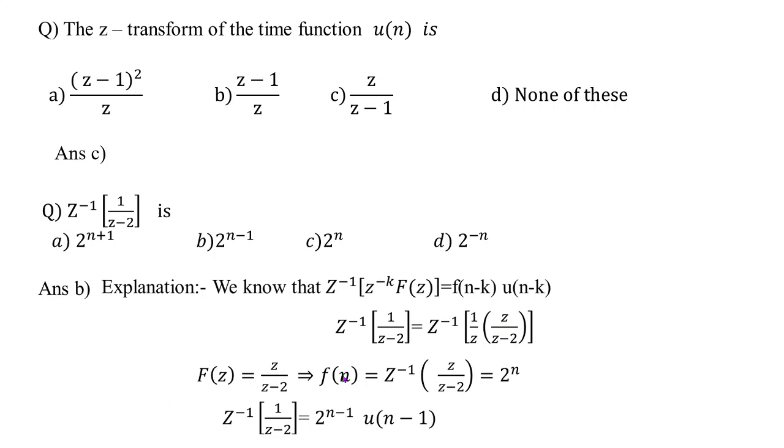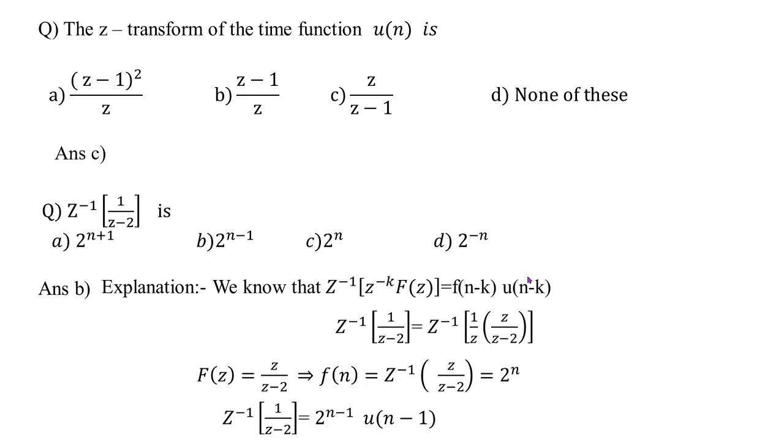So we have the inverse of this, which is denoted by f of n. So that is 2 raised to n. Now the next thing that we have to do is this one. This is nothing but in the form z raised to power minus k, which I can write as z to the power minus 1. So on comparing we get k as 1. So we have the value of f of n as well as we have k as 1.